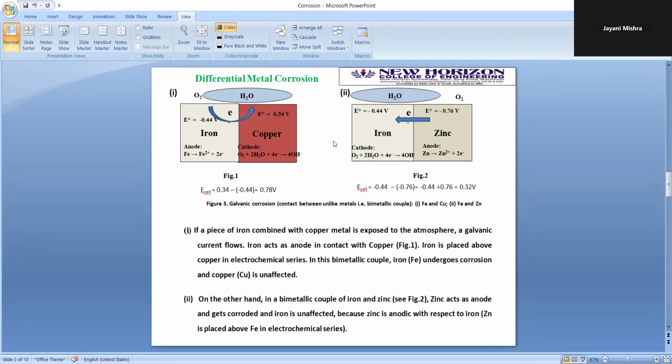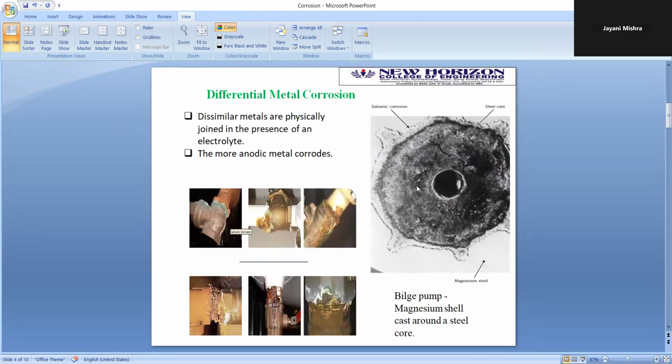So always, the metal which is acting as cathode will remain unaffected, while the metal which is acting as anode will undergo corrosion, which is clearly evident from these pipes.